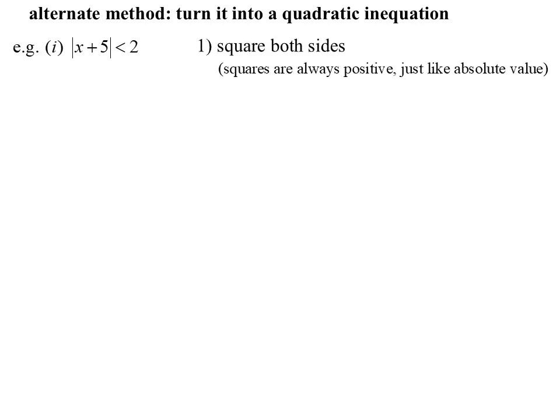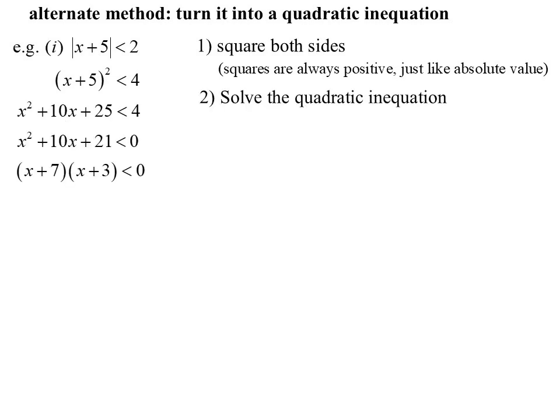I've got to be honest, I don't do it this way myself, but it's a valid way of doing it. I can turn it into a quadratic inequation. Okay, so here was the inequation. The absolute value of x plus 5 is less than 2. If I square both sides, right, squares are always positive, just like the absolute value is always positive. I'll get x plus 5 squared is less than 4. Now I'll go and solve that quadratic inequation.